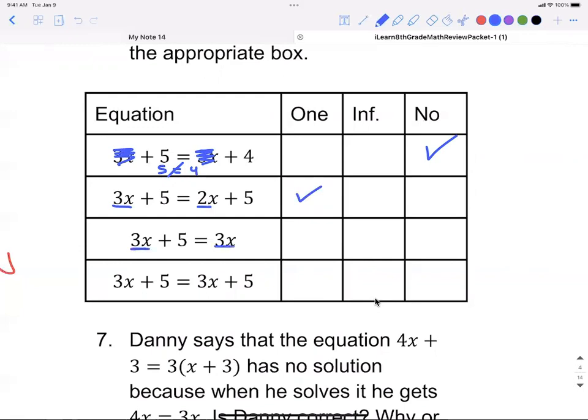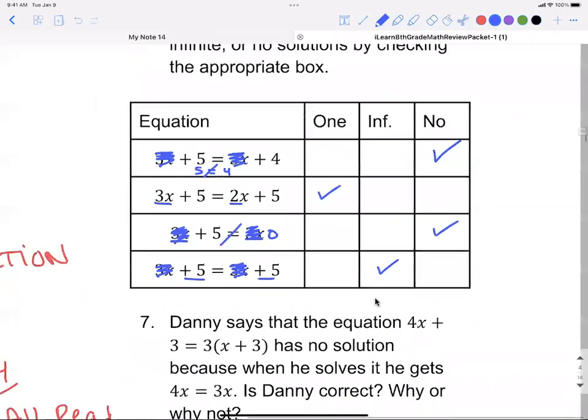3x and 3x cancel each other out. You're left with 5 equals, well, it doesn't equal 5, right? So it can't be infinite. It equals 0. And is that true? No, so that's no solution. And then 3x and 3x are identical, and you're left with 5 equals 5. That is a true statement, so it is infinite.